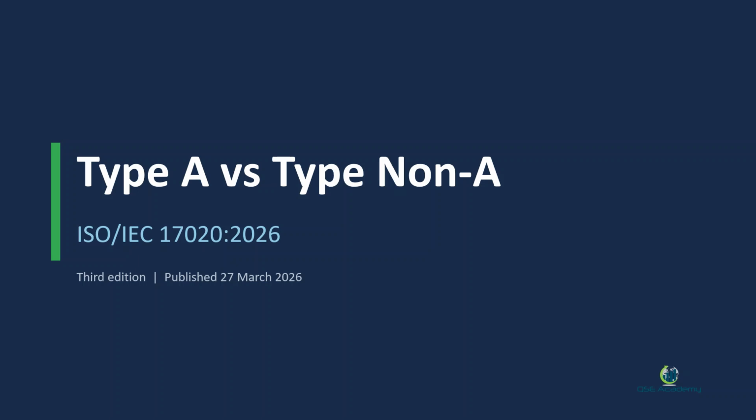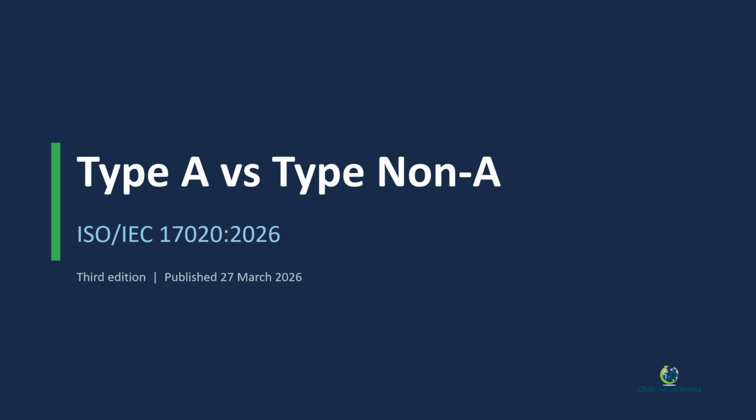If you run an inspection body, the letter on your accreditation certificate has just changed. For 14 years, we lived with Type A, Type B, and Type C. The third edition of ISO IEC 17020, published in March 2026, does something that surprised a lot of people in this industry. It keeps Type A and it replaces Type B and Type C with a single category called Type Non-A.